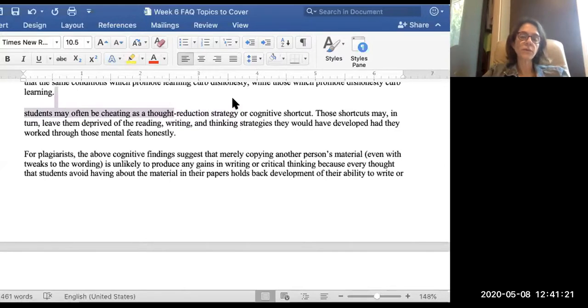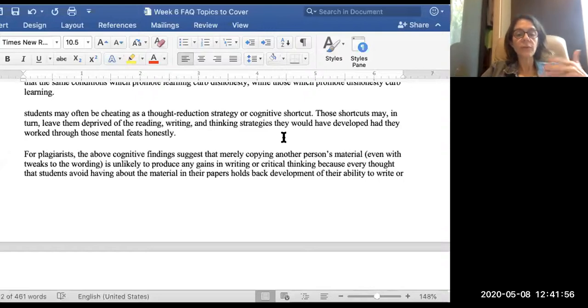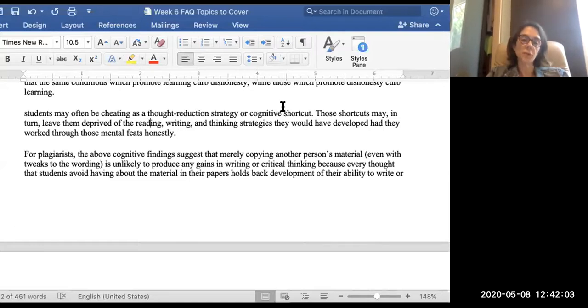A student doesn't want to put in the time and effort to do the heavy thinking that will get them to learn a bit. And what this does is it actually leaves them deprived of the strategies that they would have developed had they worked through those mental feats, right? And a feat is something that's hard, right? And so hard work is going to be sometimes a drudge, but it's going to improve your critical thinking and writing strategies as well as your reading. And when you don't take cognitive shortcuts, you're actually going to show more improvement even if you're struggling through it, right?